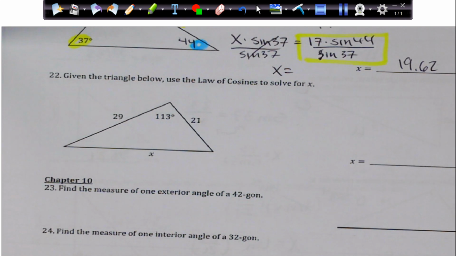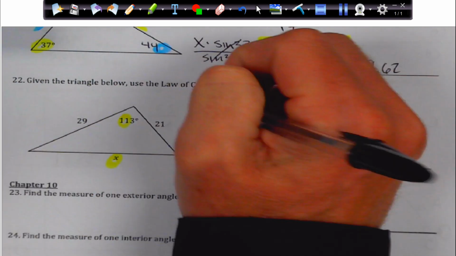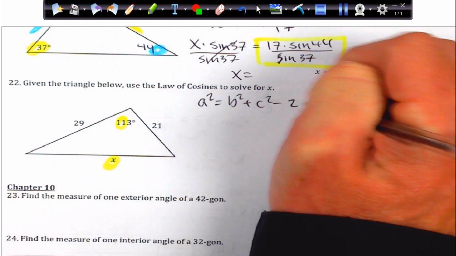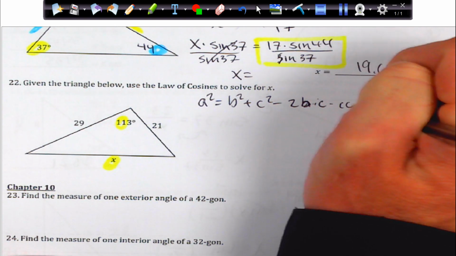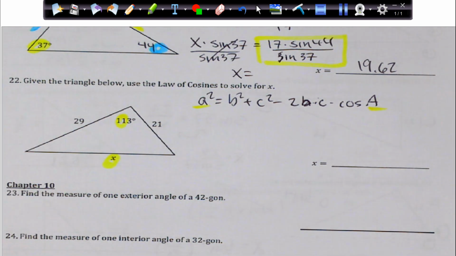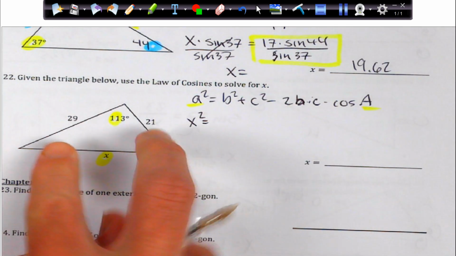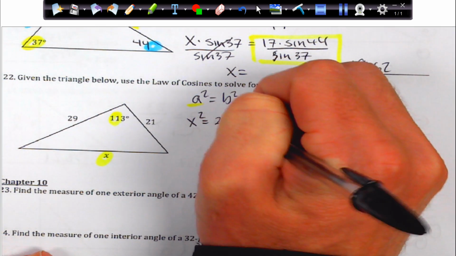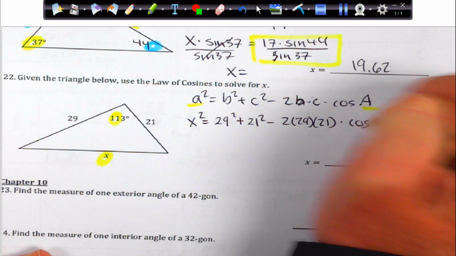Law of cosines, I only need one set of opposites, which I already have. So I'm going to set up my equation, by the way, which is a squared equals b squared plus c squared minus 2 times b times c times the cosine of A. And so if we see, we have our opposites set up in our equation. The lowercase letters are our side lengths, and capital is our angle, so this is going to be x squared equals, now these are interchangeable as b and c, doesn't really matter. Just pick one of them. I'm going to pick 29 as my b, and 21 is my c, and cosine of the angle 113.